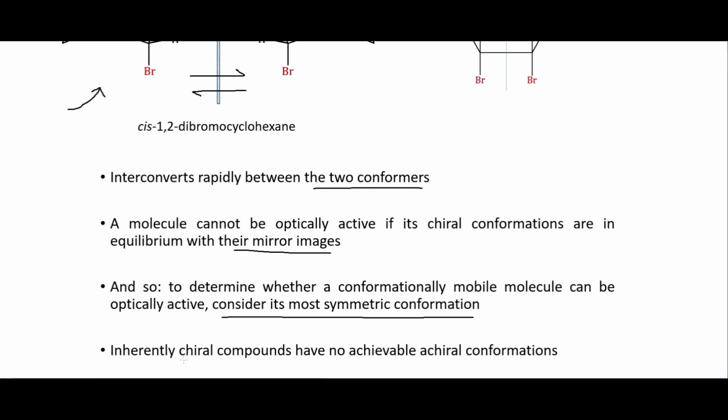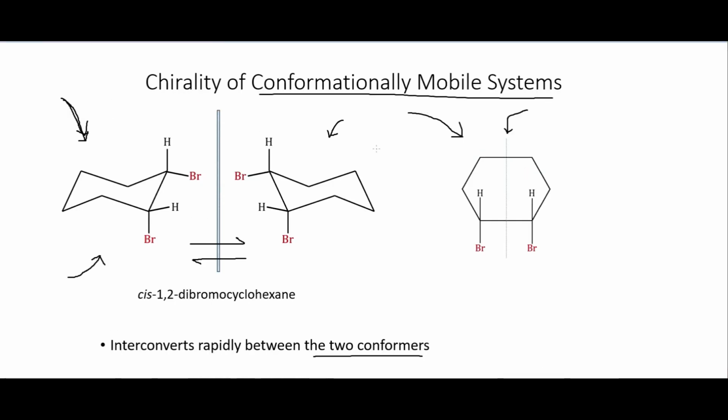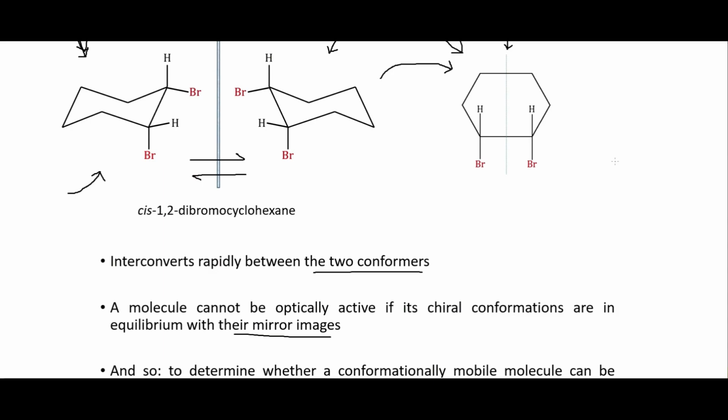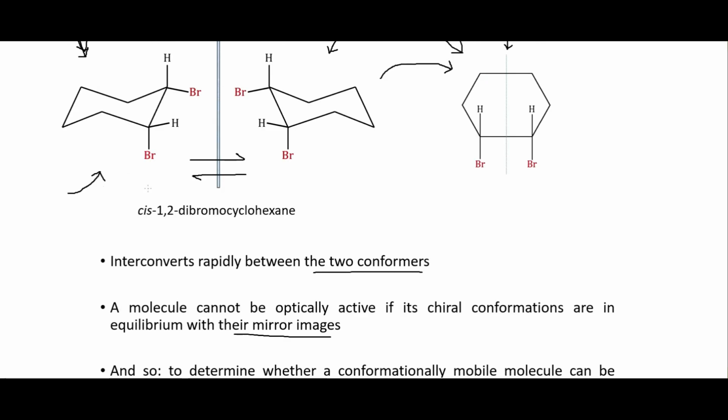So inherently chiral compounds have no achievable achiral conformations. And so this is not inherently chiral because there is a conformation of it that is achiral. And so this cannot be a chiral compound here. And so we do not consider this chiral, even though in these chair conformations it appears chiral. And that's because it's able to switch between them. And so there's an equilibrium between the two of them.